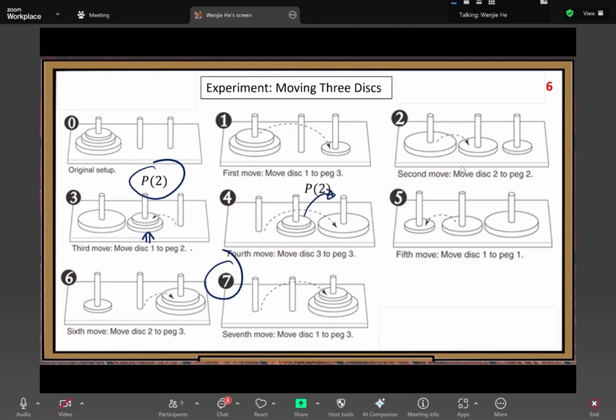All right. That's our experiment. But our goal, we want to solve P of n. This is our goal. When we write a program, we need to solve this P of n problem. Now, the next question, can we generalize our solution from P of 3 to P of n? So that's the next question.